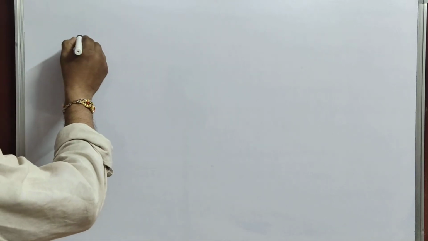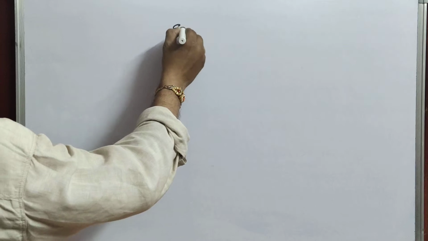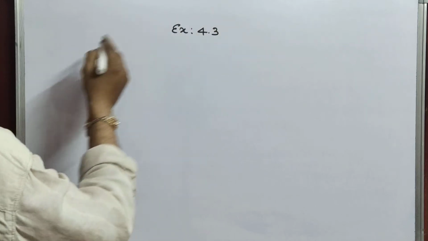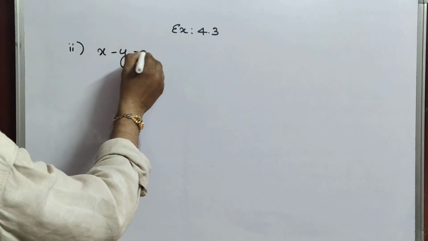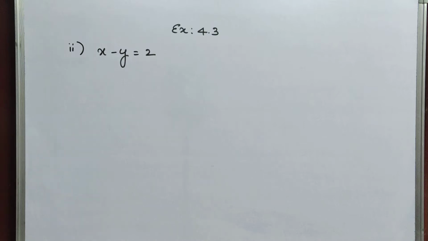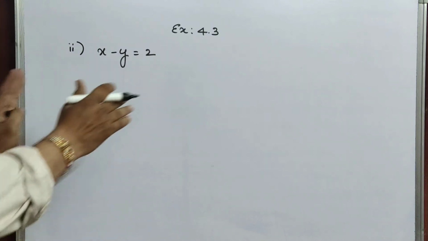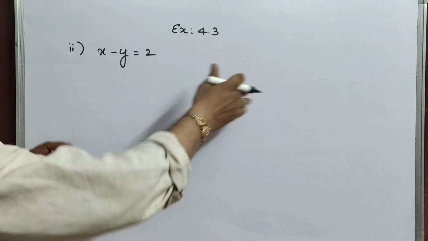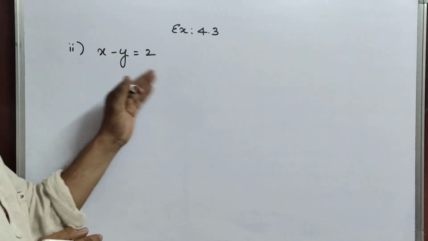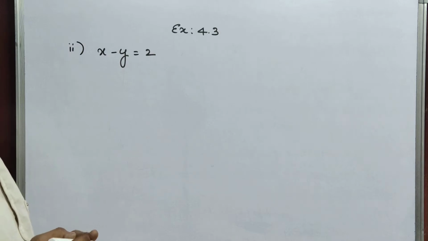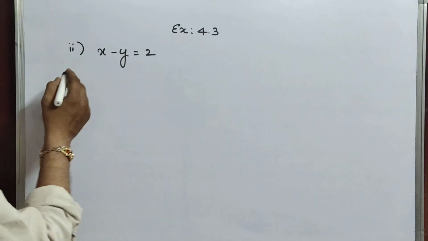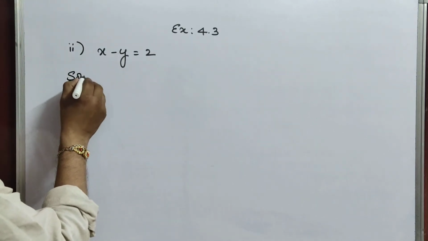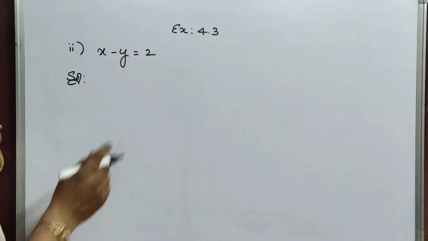Okay, children, see the second question here in exercise 4.3. The second question is x minus y equals 2. How to draw the graph? First I am doing the solution, what we have to do on the right side of your graph. I'll explain, then I'll send you the picture of the graph. You just go through it once. The solution of the graph I am going to send through the image.